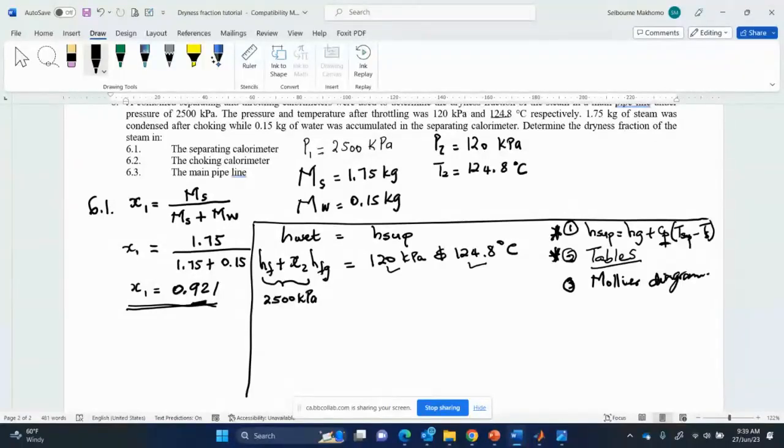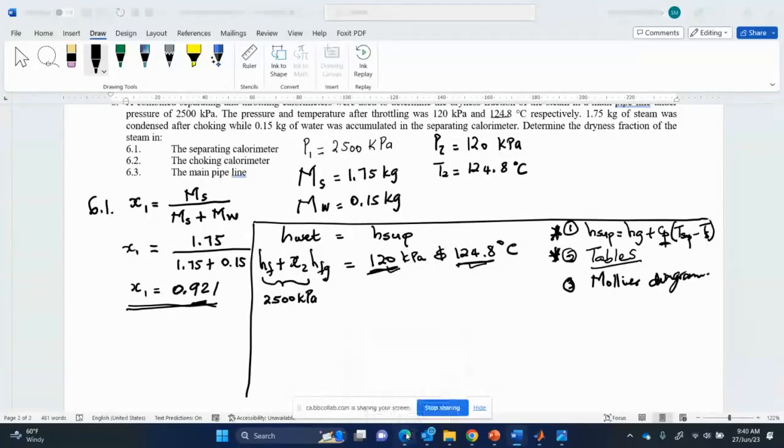So the first method, I think there are three methods. The first one we can't use because Cp is not given. The second one is the tables. You can't use the tables because there's no temperature and no pressure on the superheated steam table. And the last one is the Mollier diagram. For the Mollier diagram, we have the pressure is 120 and the temperature is 124. Now let's go to the Mollier diagram.